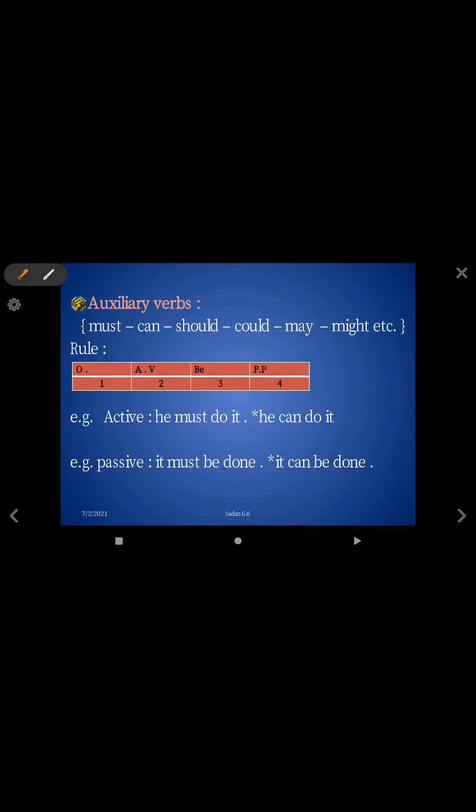Now we go to the auxiliary verbs. The auxiliary verbs are must, can, should, could, may, might, and the others. Its rule: first the object, second the auxiliary verb, third be, and fourth the past participle. The first example, in active: he must do it, or he can do it. In the passive: it must be done. In the passive, for the second example: it can be done.